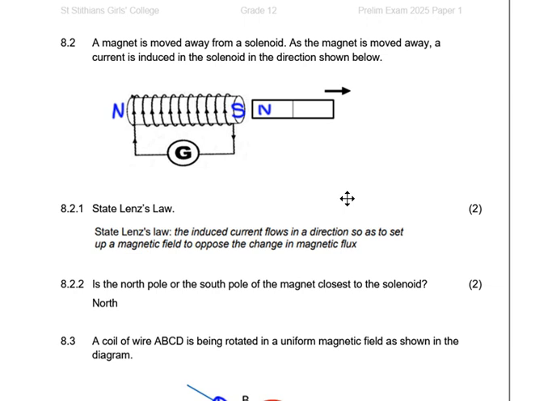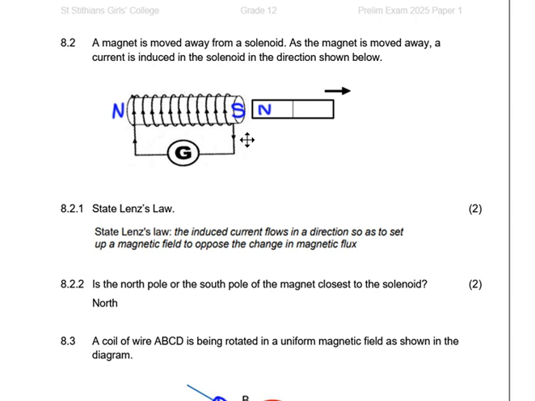Then a magnet is moved away from a solenoid. As the magnet is moved away, a current is induced in the solenoid in the direction shown. So this is a solenoid. So remember, in these loops of wire, we have current flowing. And so I want you to use your right hand and put your fingers in the direction of that current flowing. And then the thumb is pointing towards the north. Remember, it sets up what is like a bar magnet inside that solenoid. And so your thumb points to the north and the other side of your hand points to the south.